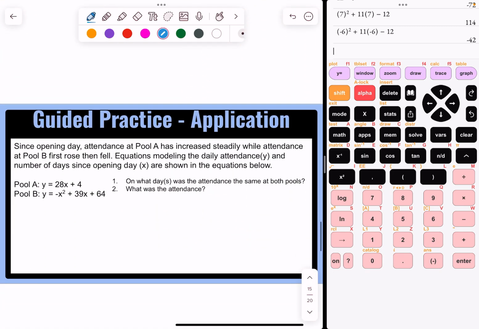Now let's look at this application problem. Since opening day, attendance at Pool A has increased steadily, while attendance at Pool B first rose then fell. Equations modeling the daily attendance Y and the number of days since opening X are shown below. Alright, and they want to know what day the attendance is the same and what the attendance was. Well, attendance is Y, and the amount of days is X.